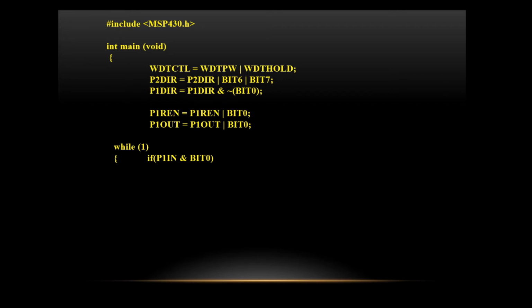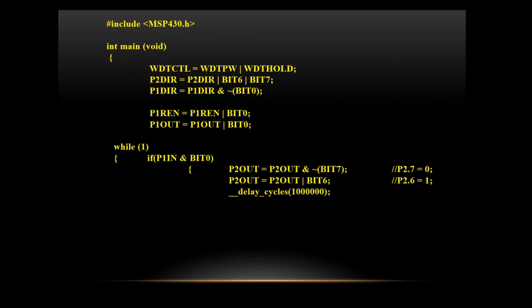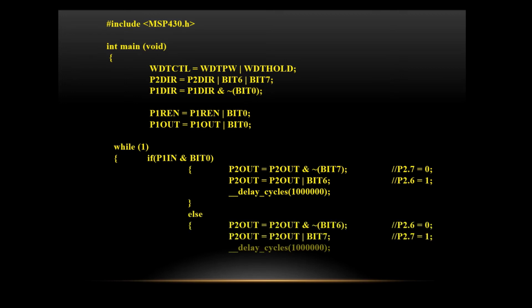If the P1.0 bit is equal to 1, then we are going to make P2.7 a 0 and P2.6 a 1. If this condition is not true, then after inserting a delay, we are going to make P2.6 a 0 and P2.7 a 1. Once it is done, we can close the while bracket as well as the main bracket. So this program we are going to use for our simulation.